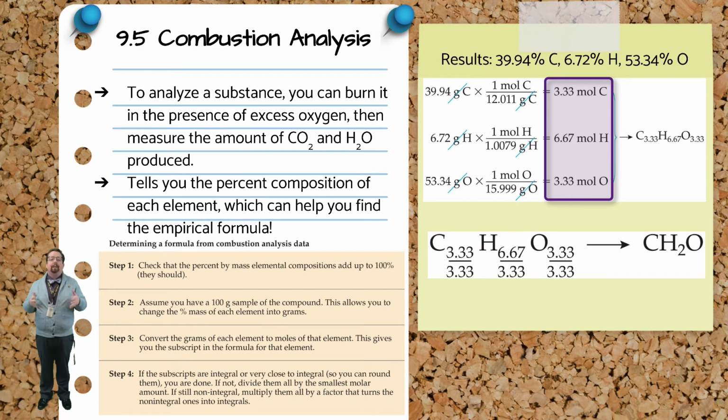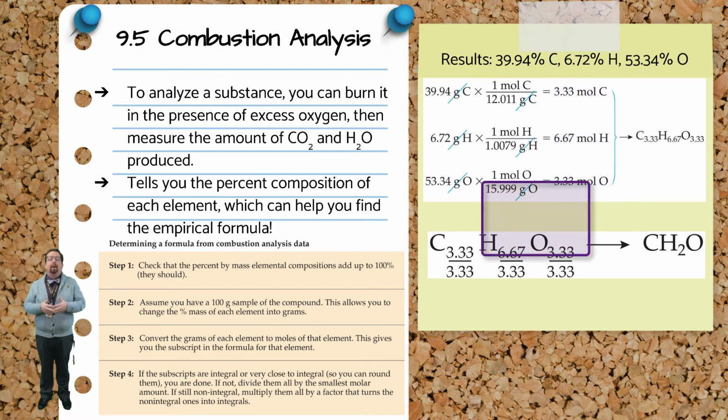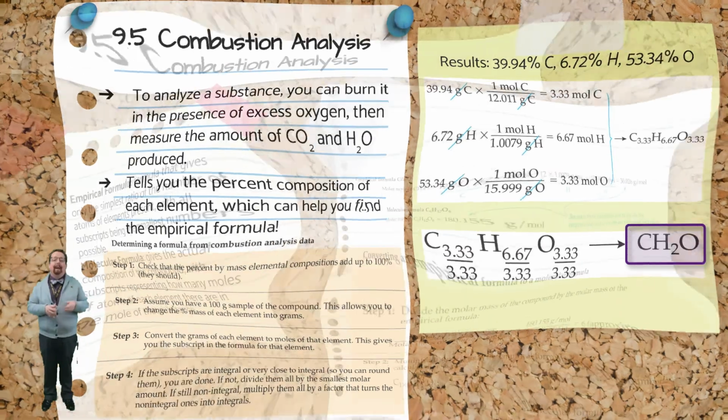However, since we like our subscripts to be whole numbers, we'll divide by the least of those, which is 3.33. And that gives us 1, 2, and 1, respectively. So our empirical formula is CH2O. The molecular formula for glucose is C6H12O6, though. Does that mean this compound isn't glucose? Well, not necessarily. To find the molecular formula, you need the actual molar mass of the compound, which we could determine through a variety of different methods.